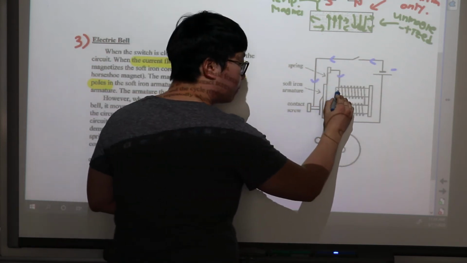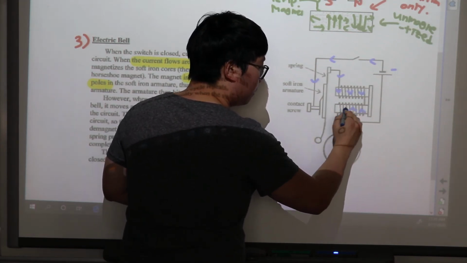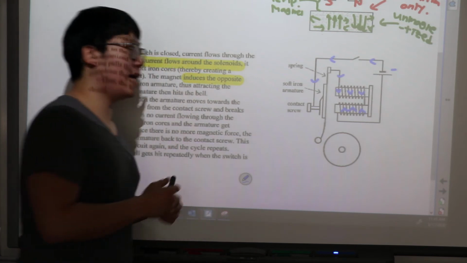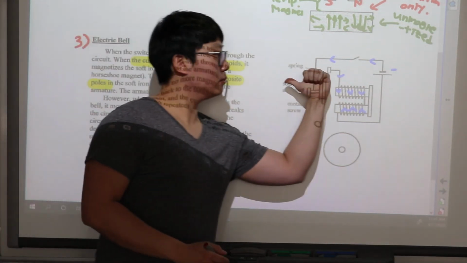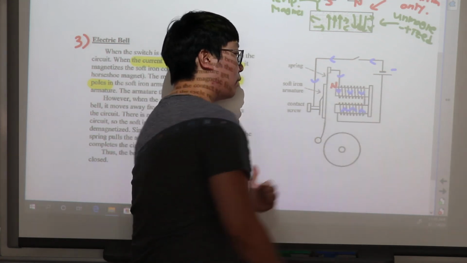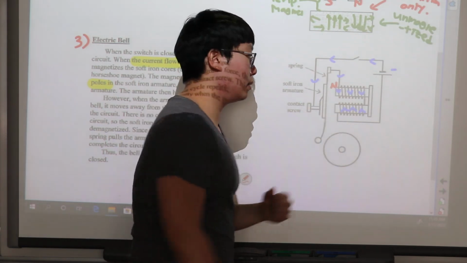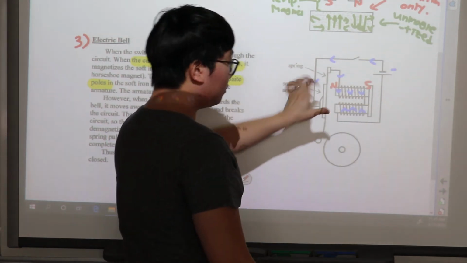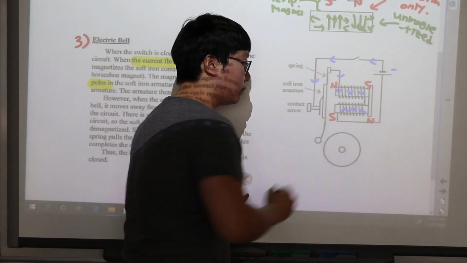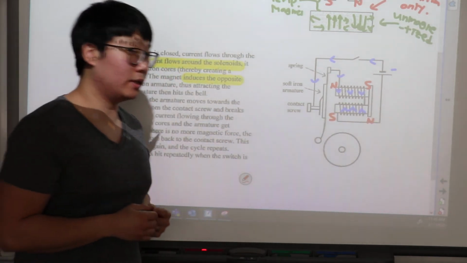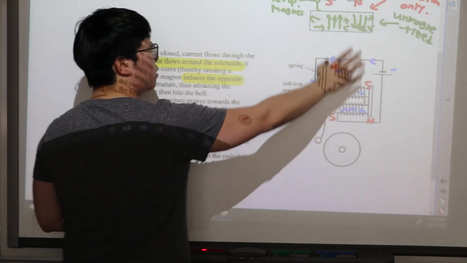So, one of them will face down, one of them will face up. Face down situation, north, my thumb pointing to the west. The one that goes above, north on the right, south on the left. Which is very similar to what you see on.